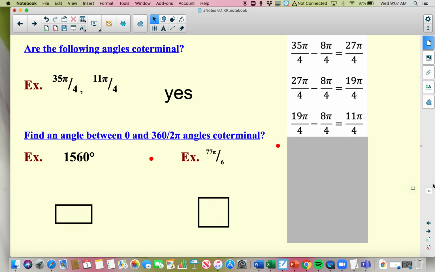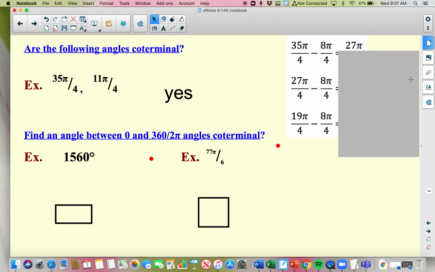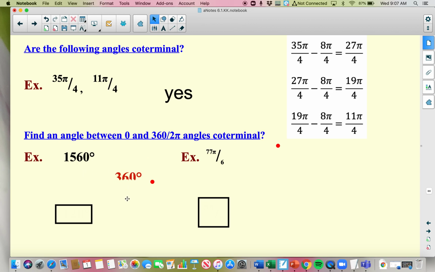Last but not least, you might be asked to find an angle between 0 and 360 or 2 pi that is coterminal to the given. Okay, so for example, 1560 degrees, huge angle. I want one coterminal angle that's in between 0 and 360. So clearly I have to subtract 360 to get there. So I would subtract 360, and that's still not going to get me in between.